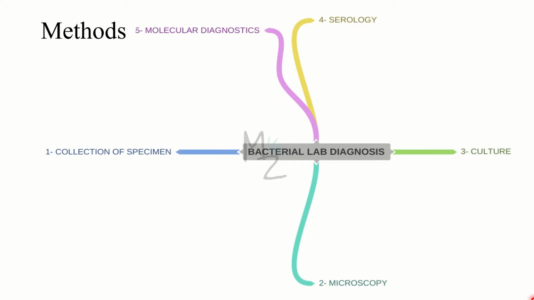But prior to doing any of the methods, we will collect the sample. This step is called collection of specimen. It is followed by microscopy. If microscopy is enough to diagnose an infection or tell us the cause of that infection, then we'll not go further. And if it fails to do so, then we'll go for culture. Same goes for culture. If culture fulfills our requirement, we'll stay with culture. If culture doesn't fulfill our requirement, we'll go for serology. If serology fails to fulfill our requirement, then we'll go for molecular diagnostics.